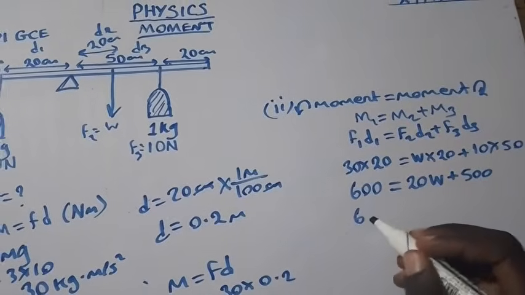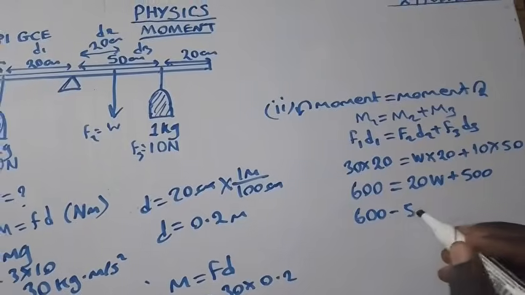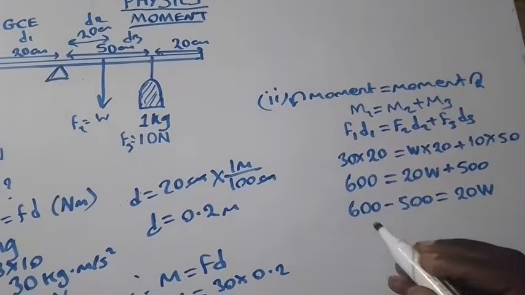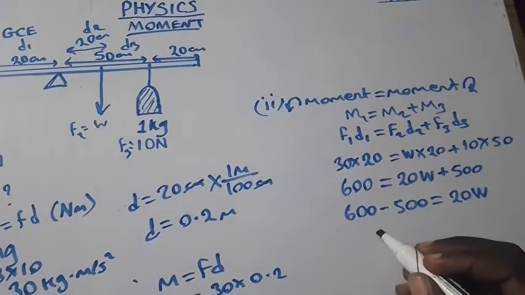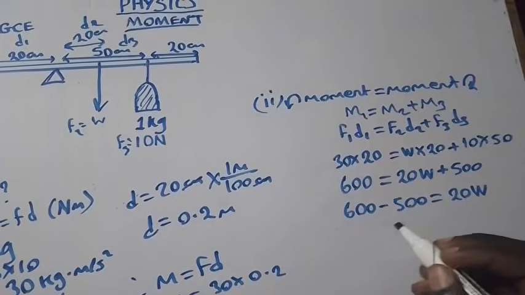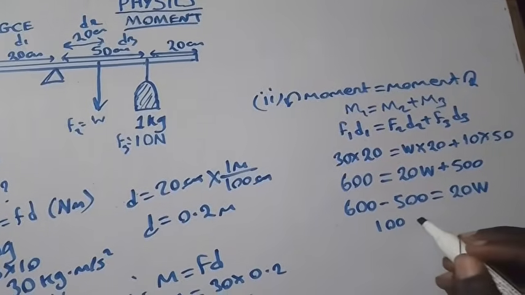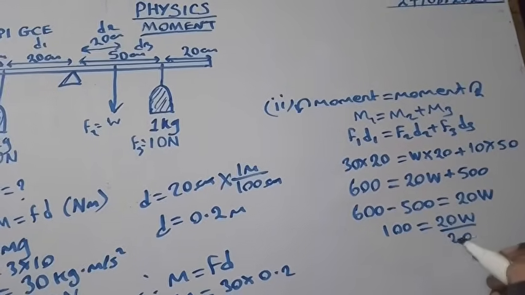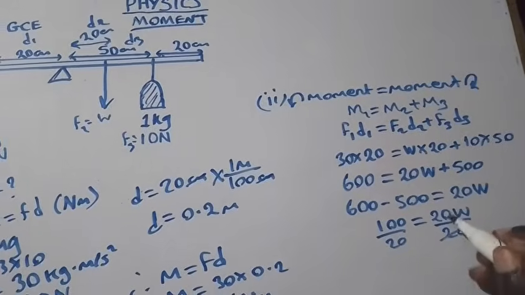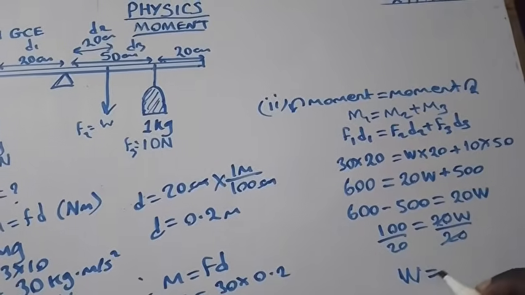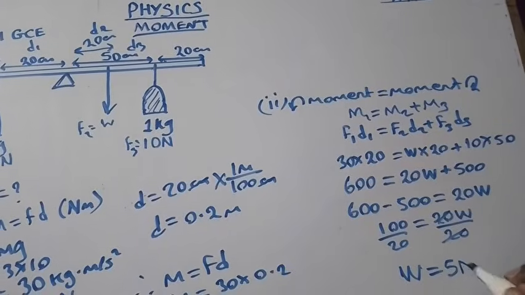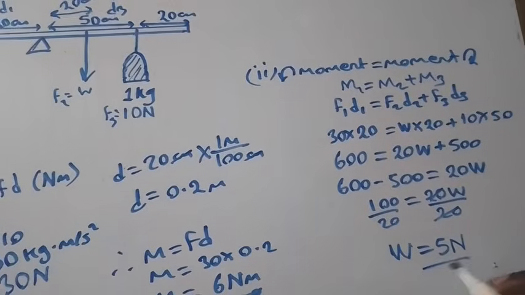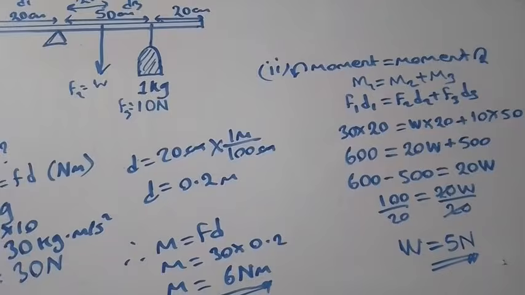At this stage, we have to collect the like terms. So we'll say 600 minus 500 equal to 20W. So 600 minus 500, we are getting 100, which is equal to 20W. We divide both sides by 20. So W equal to 5 newtons. So this is the weight of the plank.